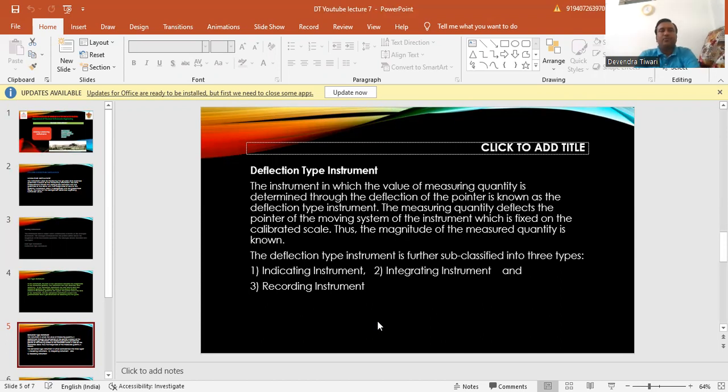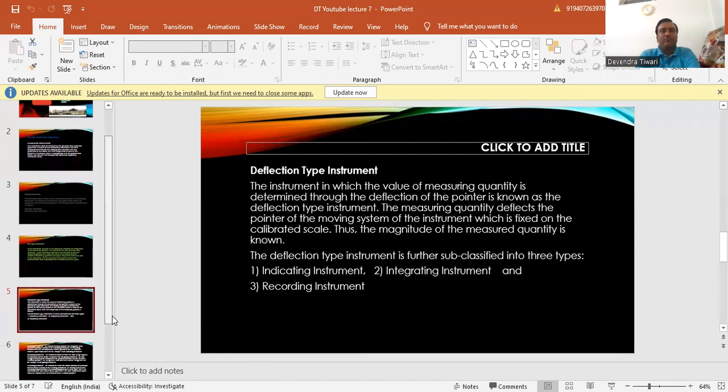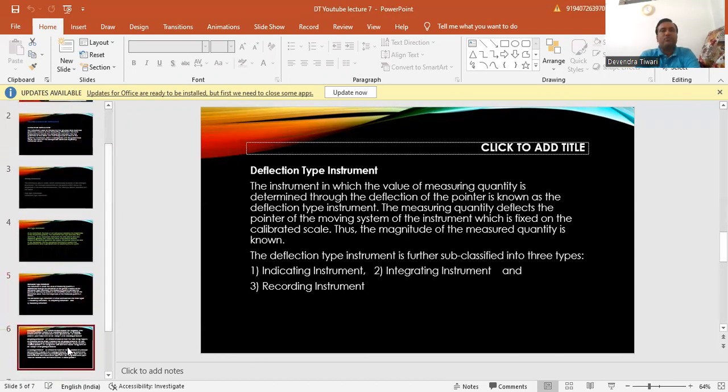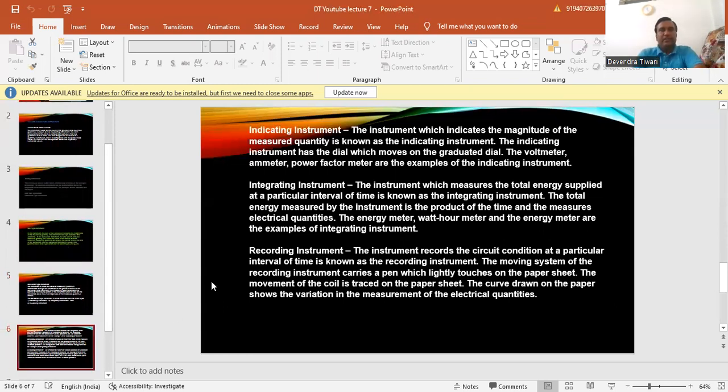The deflection type instrument is further sub-classified into three types: indicating instrument, integrating instrument, and recording instrument. We will move to next slide in which we will see what are these three types of instrument. First is indicating instrument. The instrument which indicates the magnitude of the measured quantity is known as the indicating instrument. The indicating instrument has a pointer which moves on the graduated dial. The voltmeter, ammeter, and power factor meter are examples of the indicating instrument. That means they will indicate the value, whatever you are measuring.